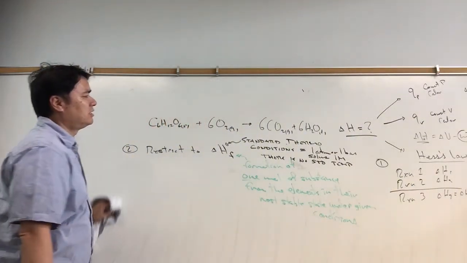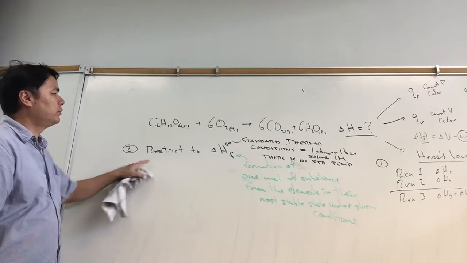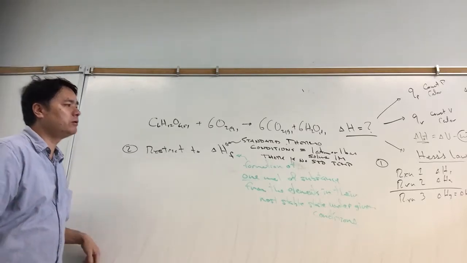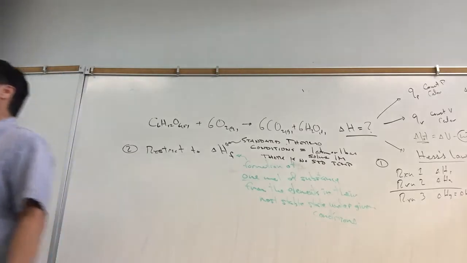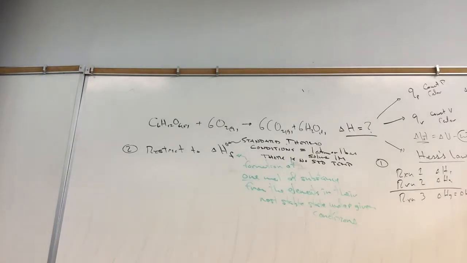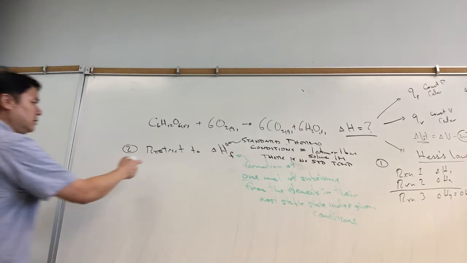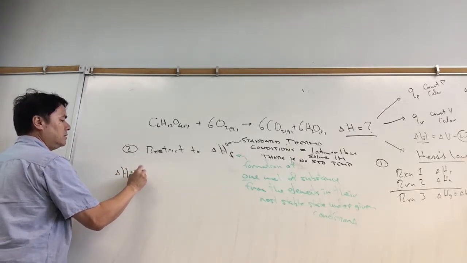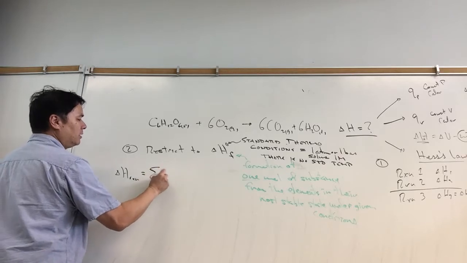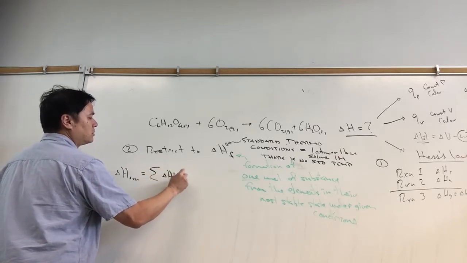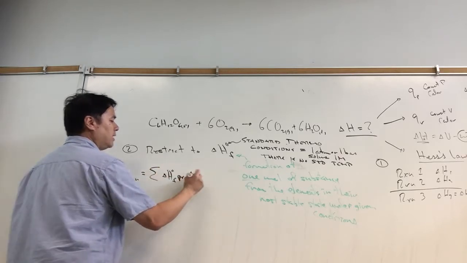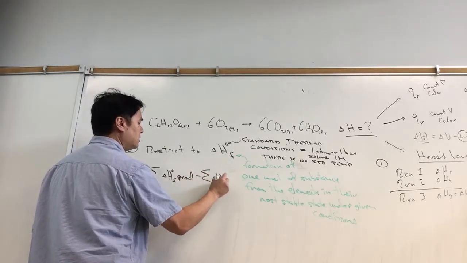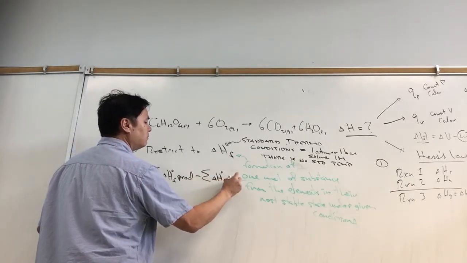Anyway, let's go back to this. So if we restrict to delta H of formation, then we don't have to write out the equations. You know, when we add these up, we typically write out the equations and then cross everything out. When we do this, then the delta H of the reaction is equal to the sum of the delta H's of formation of the products minus the sum of the delta H's of formation of the reactants.